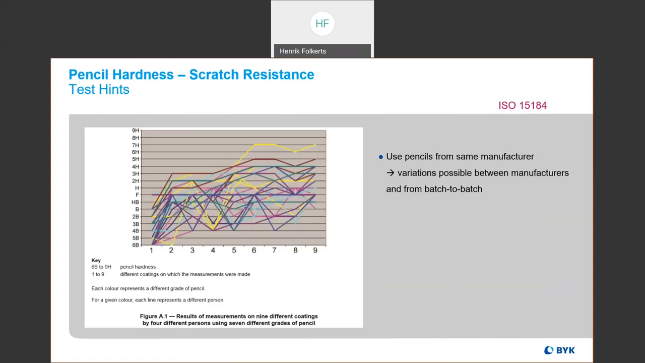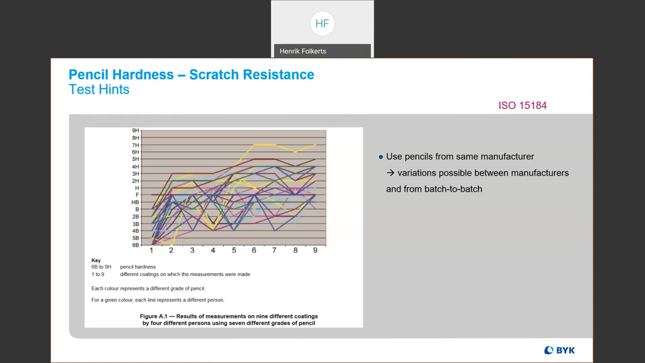The main influence is the manufacturer. The possibility that the results vary widely increases when the tests are conducted with pencils from different brands. Also, a variation from batch to batch may occur. Here we have an example where a test was conducted. On the x-axis, you can see 9 different coatings. And in the graph, you see also different colors. These colors represent different users. And here on the y-axis, you see the different grades from 6B to 9H.